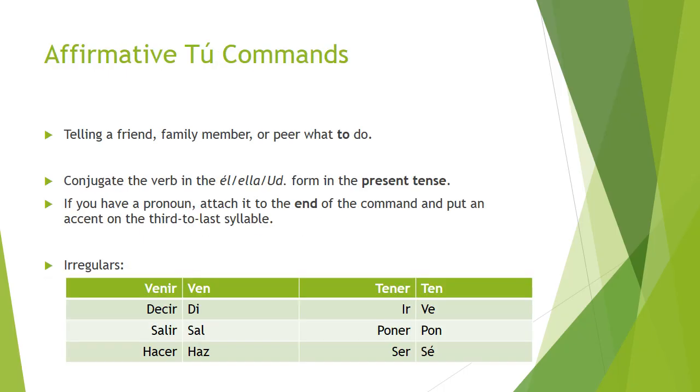So then we learned about Affirmative Tú Commands. Affirmative Tú Commands tell a friend, family member, or peer what to do. To make an Affirmative Tú command, you conjugate the verb in the él, ella, usted form in the present tense. If you have a pronoun, attach it to the end of the command and put an accent on the third to last syllable. There are some irregular Affirmative Tú commands, and they're all in this list.